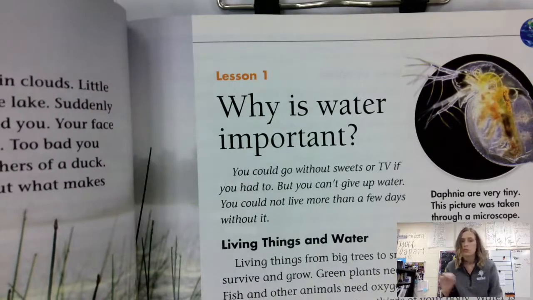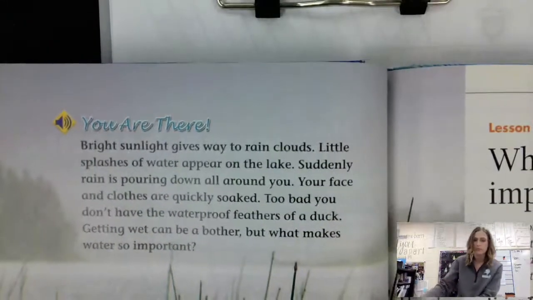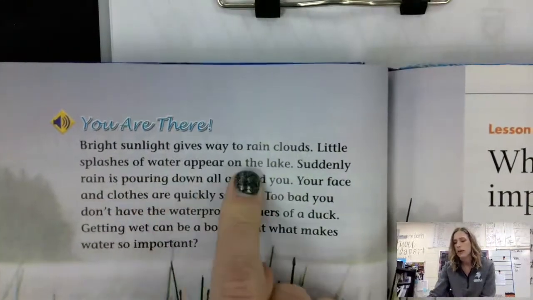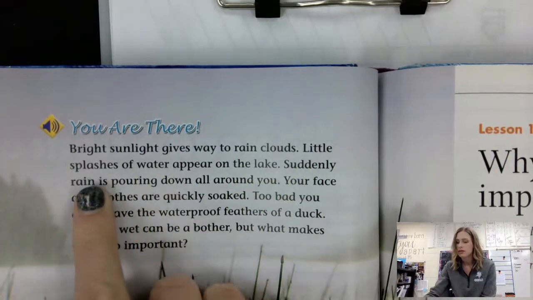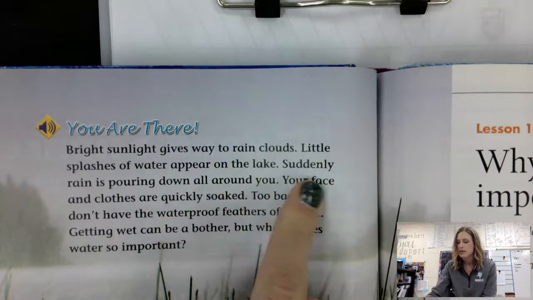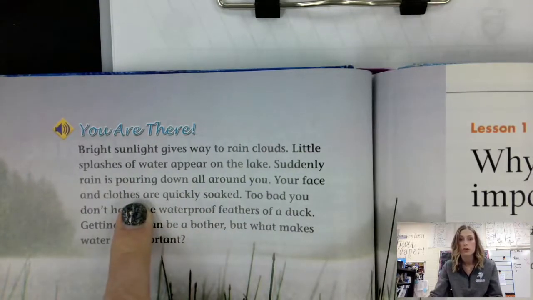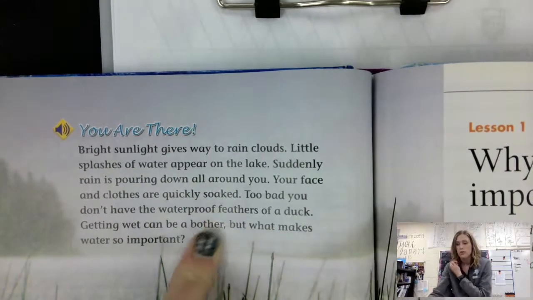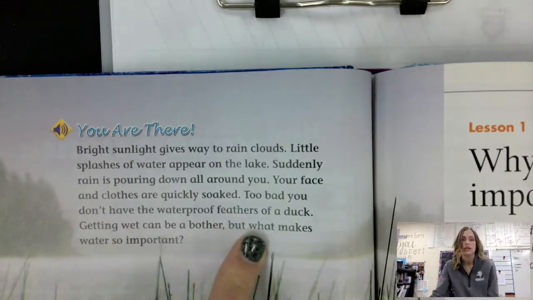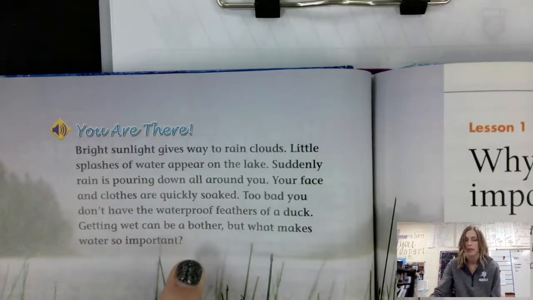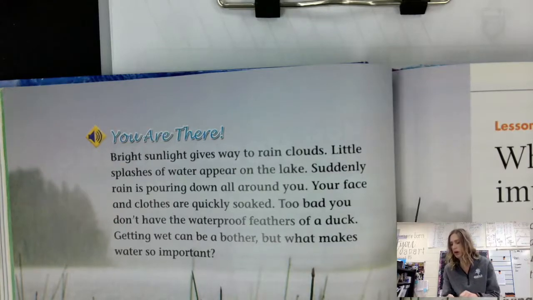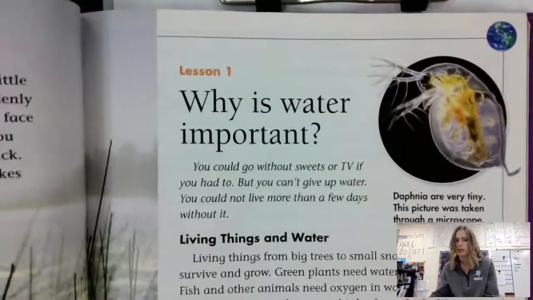Today we're on lesson 1. So on page 150, you can see our "You Are There." Bright sunlight gives way to rain clouds. Little splashes of water appear on the lake. Suddenly, rain is pouring down all around you. Your face and clothes are quickly soaked. Too bad you don't have waterproof feathers of a duck. Getting wet can be a bother, but what makes water so important?